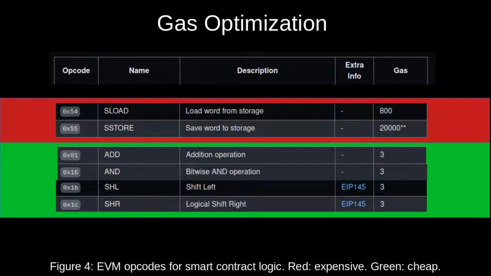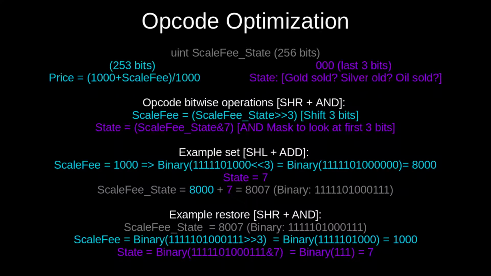Fewer SLOAD and SSTORE opcodes means cheaper Ethereum gas prices, and add, shift right, and shift left reduce SLOAD and SSTORE usage. Bitwise opcodes allow us to compress all data into a single uint data type. Shift left and shift right handle the scale fee, and masking handles contract state.